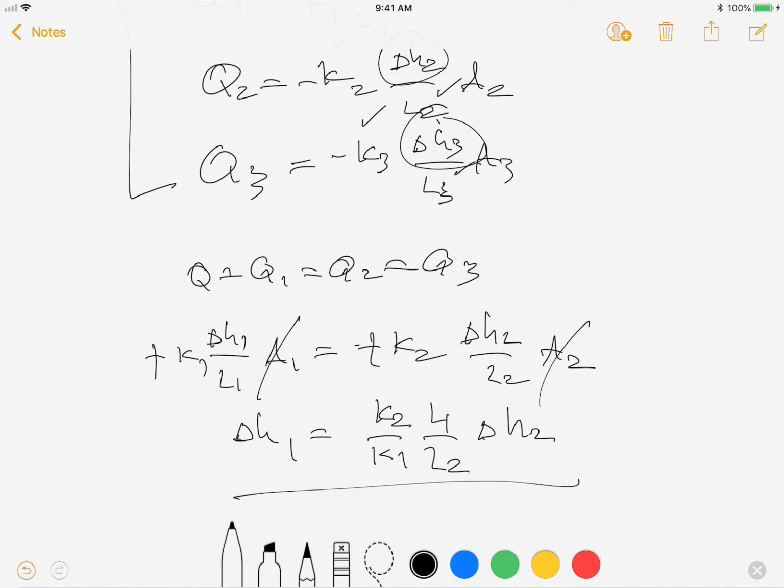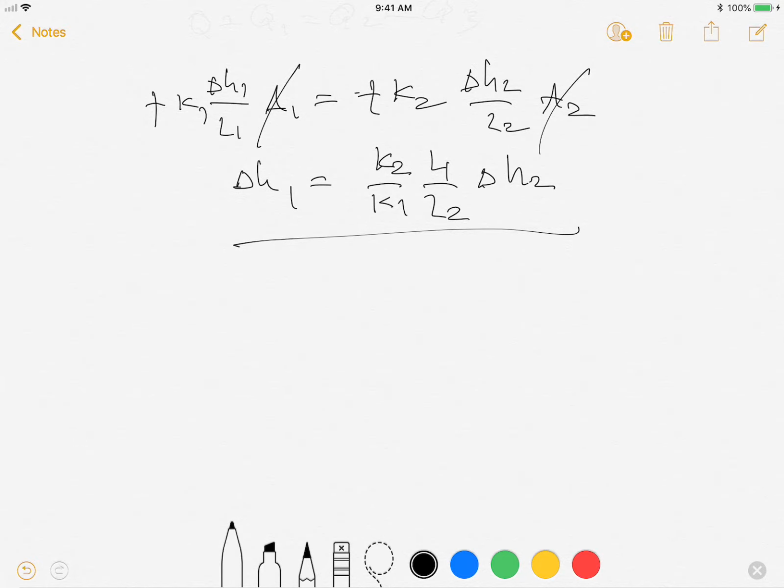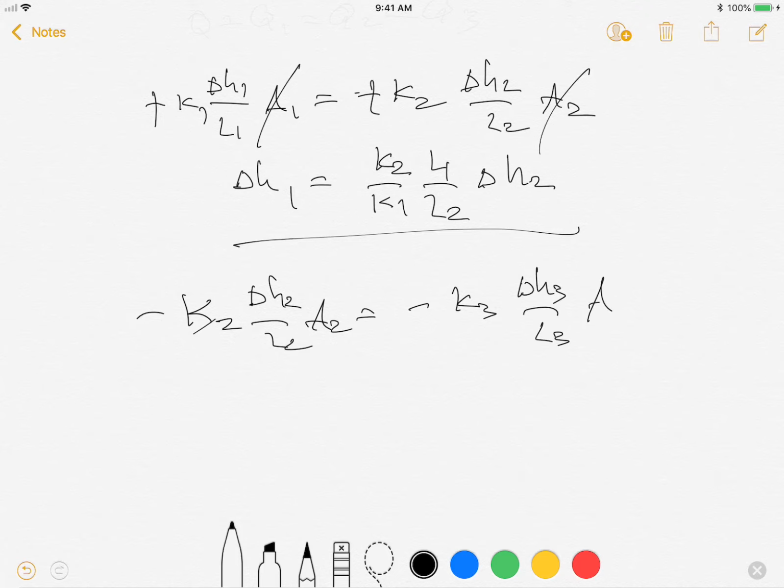Okay. And then we could do the same thing for the third. So we know that K2 multiplied by delta H2 divided by L2 multiplied by A2, and that's all negative, remember, is going to be equal to negative K3 multiplied by delta H3 divided by L3 multiplied by A3.